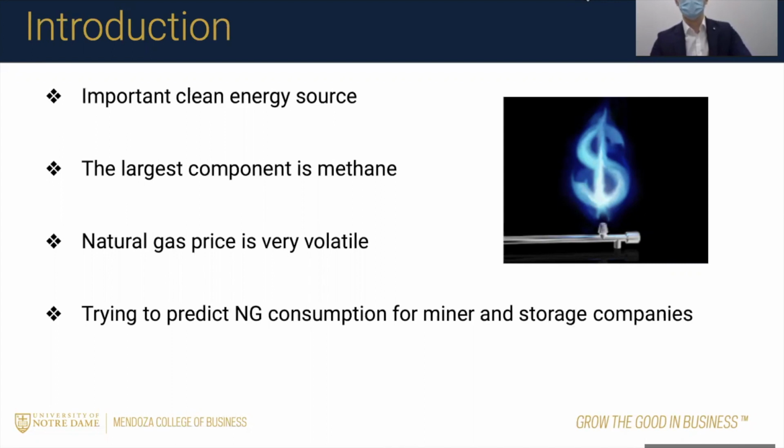And the price of natural gas can be pretty volatile during the year because of supply and demand issues. The United States has abundant natural gas supply, but during winters or summers, the demand for natural gas usually has a spike, and that causes a temporary supply shortage. So for this project, we are trying to predict the natural gas consumption. For businesses like storage companies and consumers, they can use it to better forecast that supply shortage.